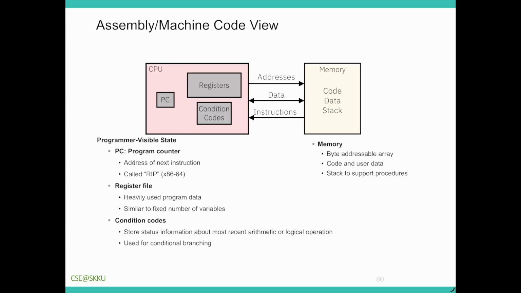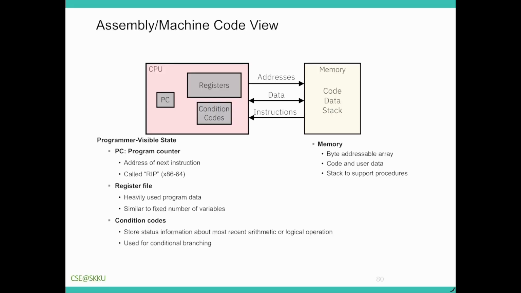All right, so this is a general overview of the assembly and machine code view from a programmer or compiler perspective. So in any modern computer architecture, we have a small register. A register is a small temporary space inside the CPU that can store data from memory temporarily.